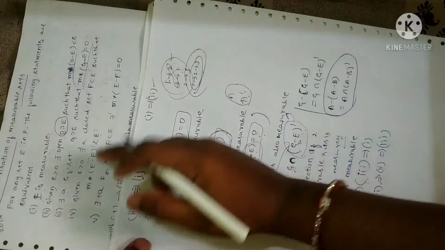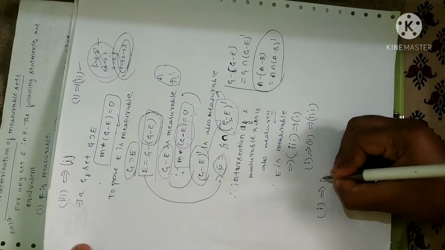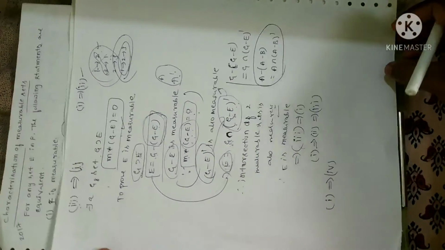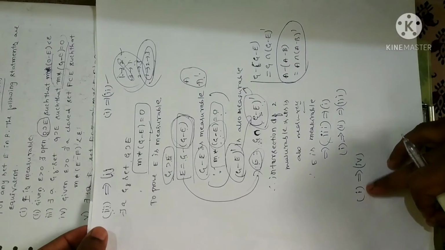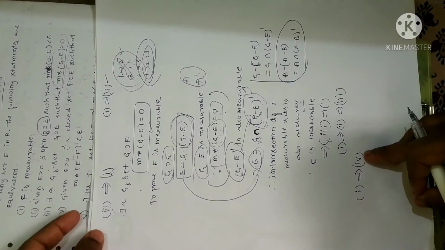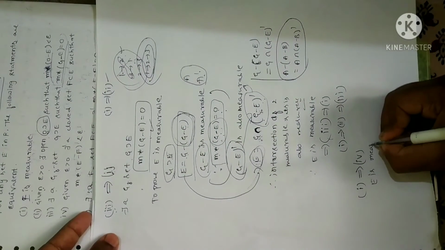Fine. Further we have 4 and 5. Now let me prove equation 1 implies equation 5. The theorem is a bit lengthy, but if you practice well, you can definitely remember. So I have to prove equation 1 implies equation 4. So I have to assume equation 1 is true. That is, let me assume E is measurable.